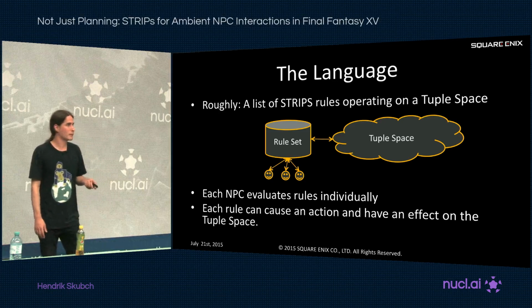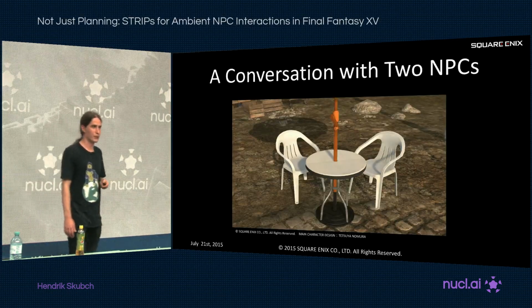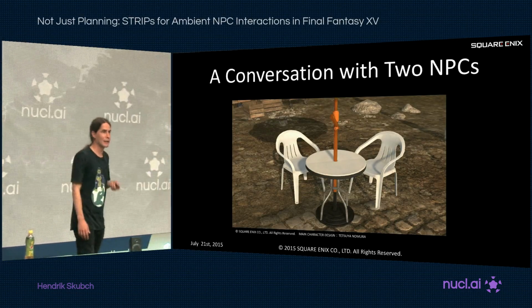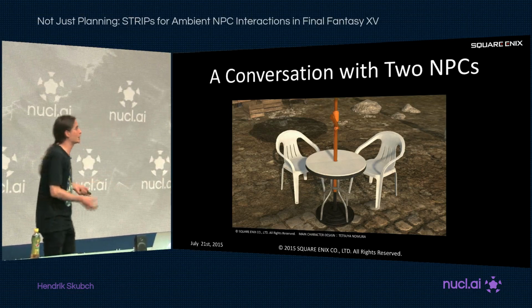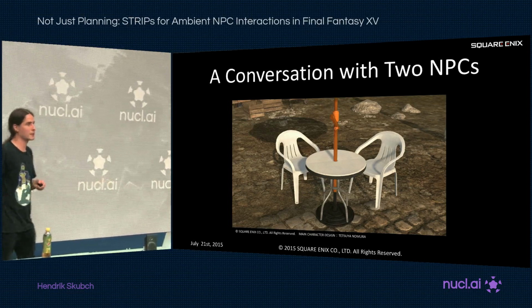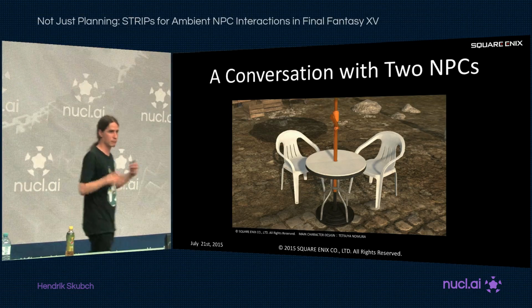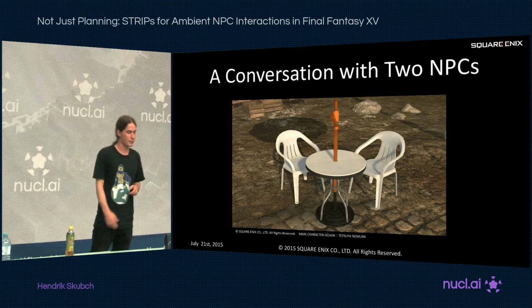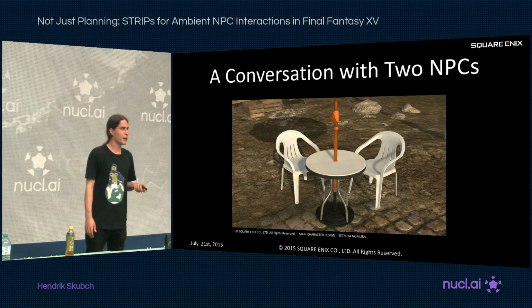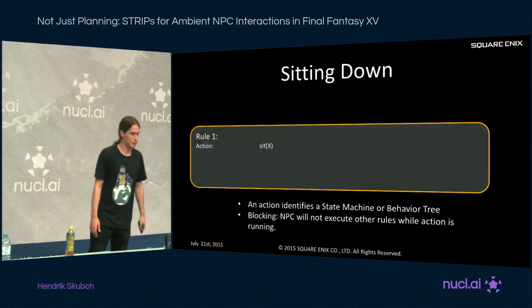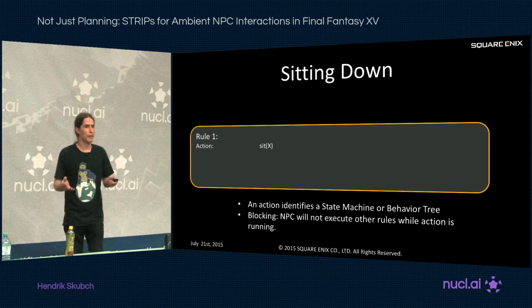So with that, we go back to the two chairs and the table, and now we want to create a little script that gets NPCs to that place and makes them talk to each other. So the first thing we need is for them to sit down. So we have an action called sit.